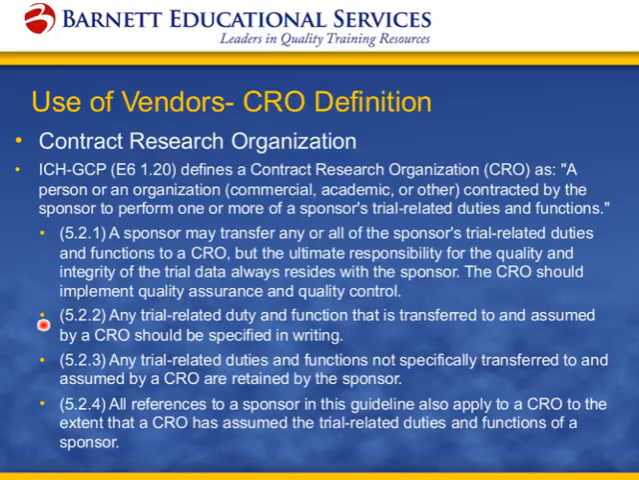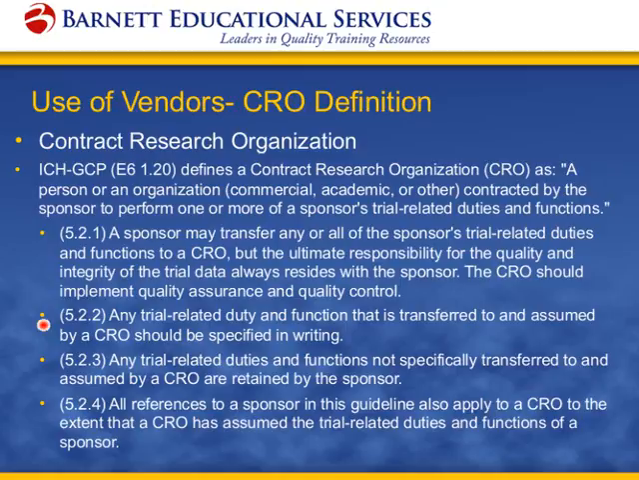And the other element of ICH GCP related to CROs is that any trial-related duty and function that is transferred to and assumed by a CRO should be specified in writing. And certainly, again, that's something we generally put into our contracts. But one of the things that's already come up is how do we make sure they do things the way we want them to do them? Well, that is something we can include in that TORA, in that delegation of responsibilities or transfer of regulatory obligations, to use the full phrase for TORA.